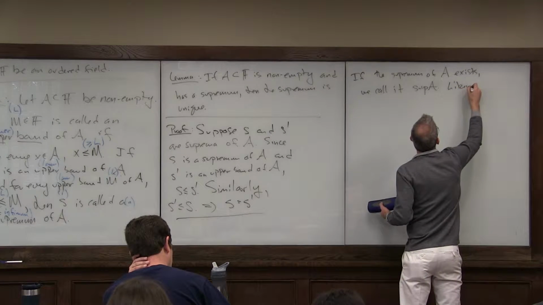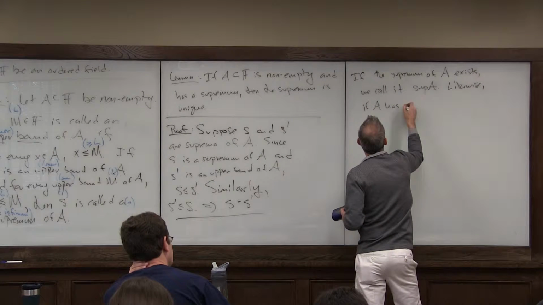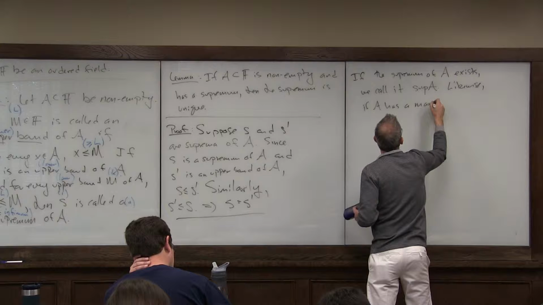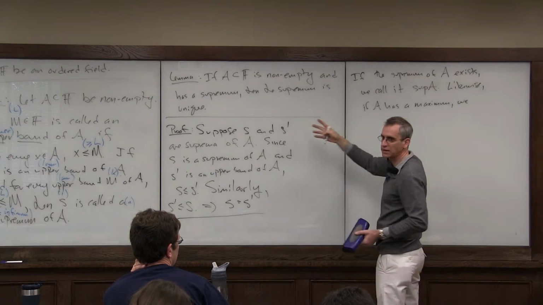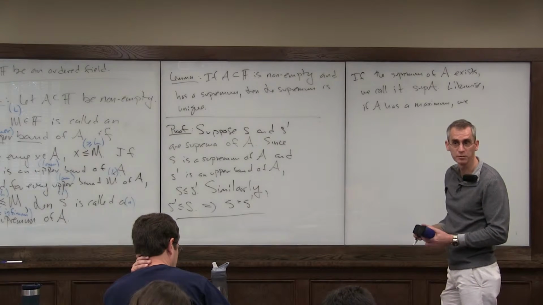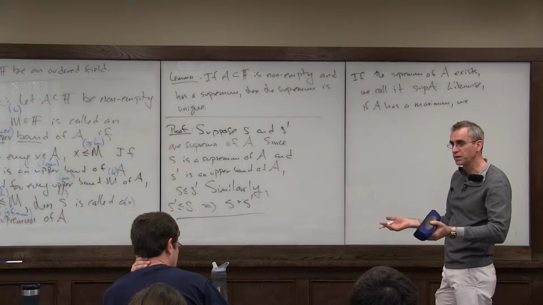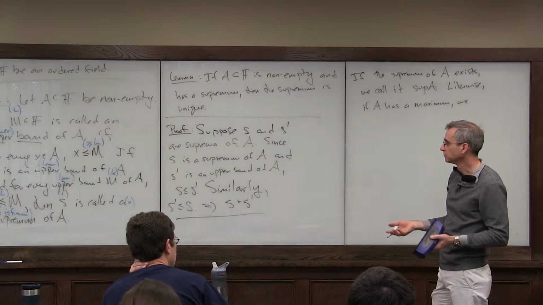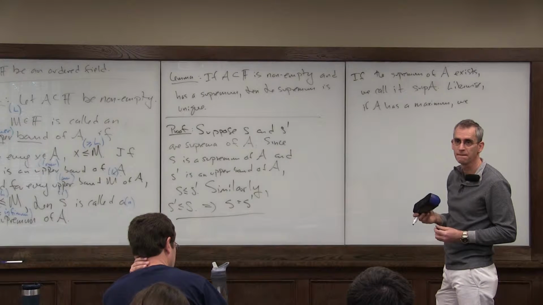Likewise, if A has a maximum, then it's unique, of course, because a maximum is a supremum, right? It's a supremum that happens to be in the set. So there couldn't be two maxima, because if there were two maxima, then there would be two suprema, and that can't happen, okay?